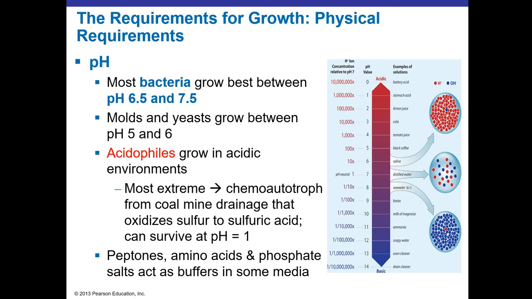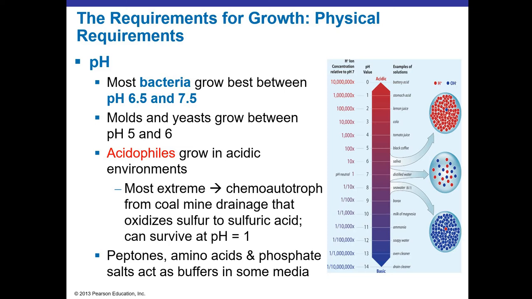Things that are acidophiles are those that are acid-loving. They can grow in very acidic environments. There are some extreme organisms, because we have a lot of microbial diversity out there. The chemoautotrophs can actually survive in the coal mine drainage. And these organisms, they're able to oxidize sulfur to sulfuric acid. That means that they can survive in something that's around a pH of 1.